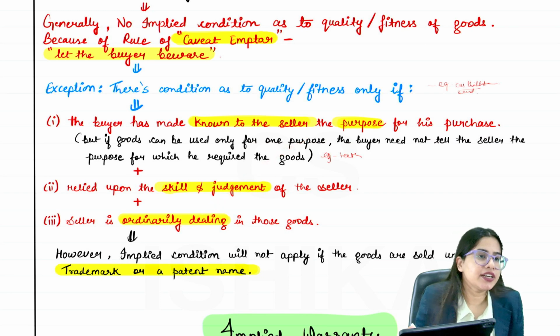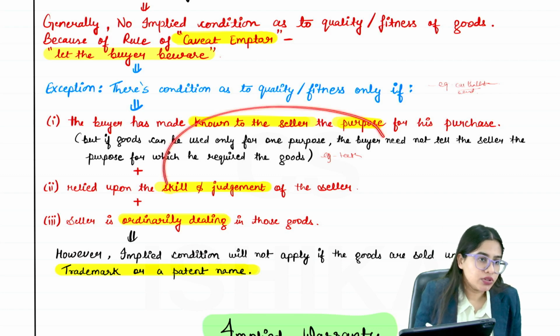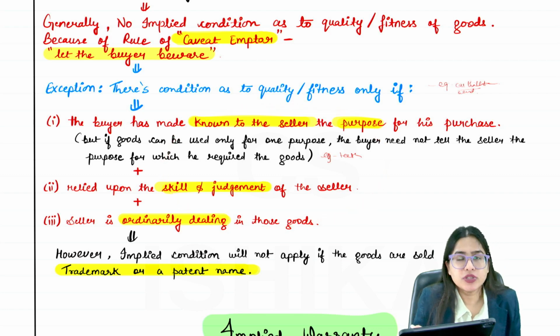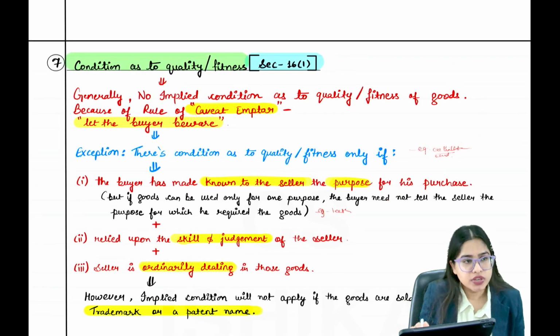Then there is an implied condition as to fitness and quality. In that case, if this car doesn't suit your touring purpose or hilly reason, then you can return the car and claim your money back. Okay, so what is the point?